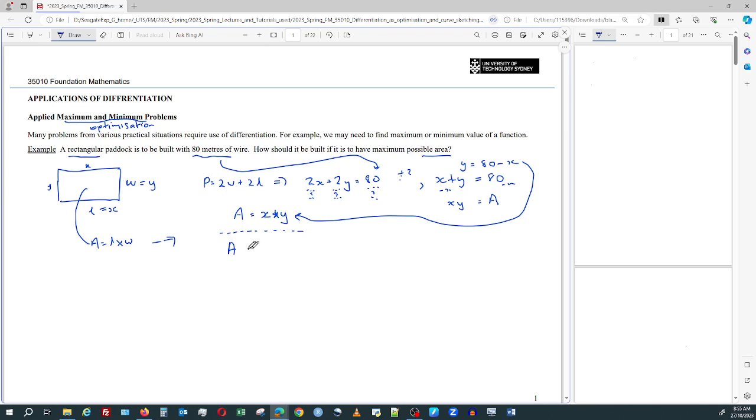We're going to get A in terms of x, and we'll put a bracket in because we're going to multiply this. We don't want to break the algebra. So we put a bracket in, and we've got a new function. So doing the expansion, it's minus x squared plus 80x.